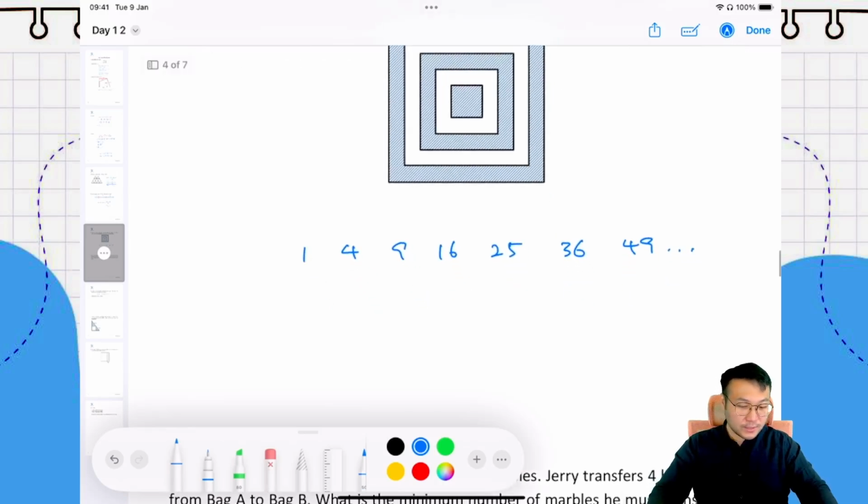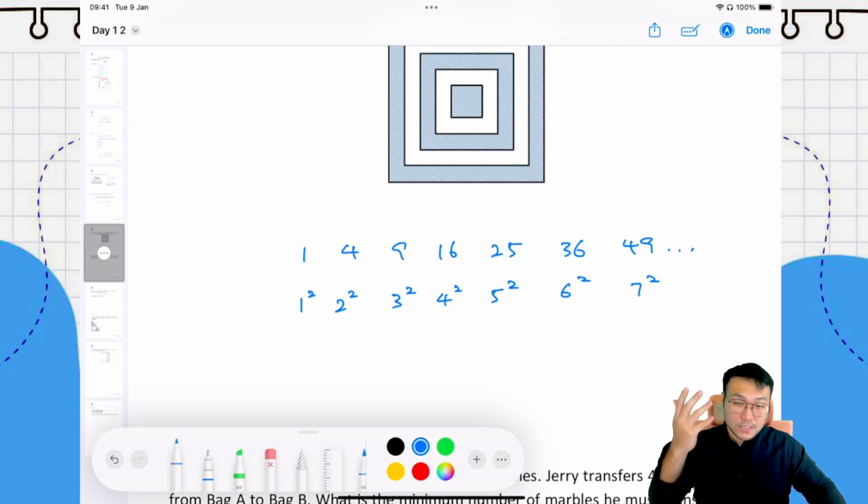Why do we call them square numbers? Because 1 to the power of 2, 1 times 1 is 1. 2 to the power of 2 is 4, 2 times 2 is 4. 3 to the power of 2, 3 times 3 is 9. 4 to the power of 2, 5 to the power of 2, 6 to the power of 2, 7 to the power of 2, 7 times 7, 6 times 6, 5 times 5, 4 times 4. These are all square numbers.